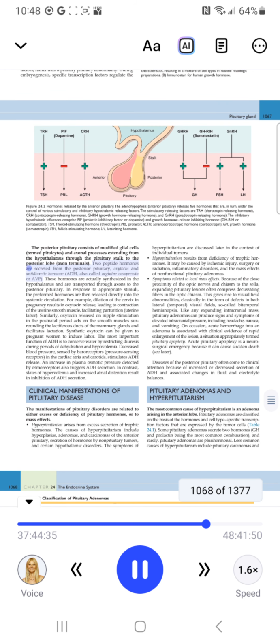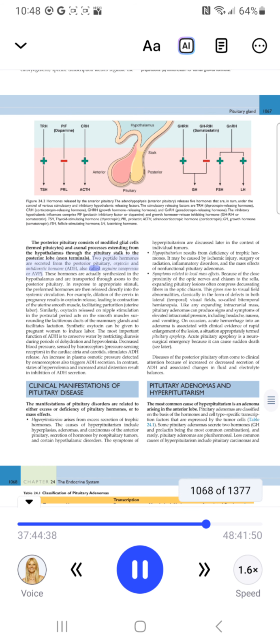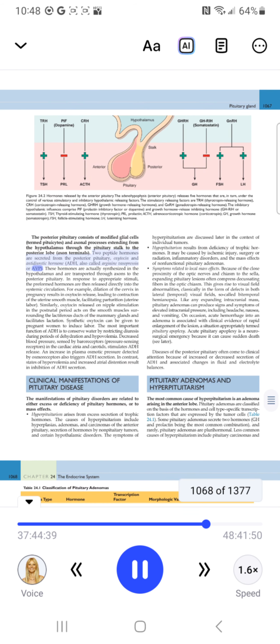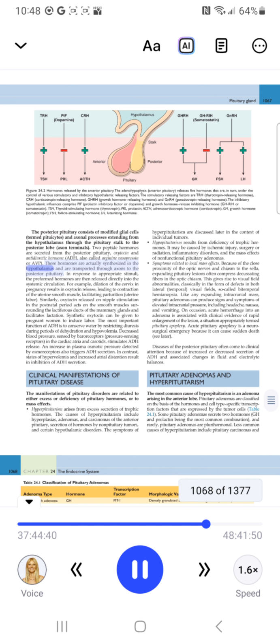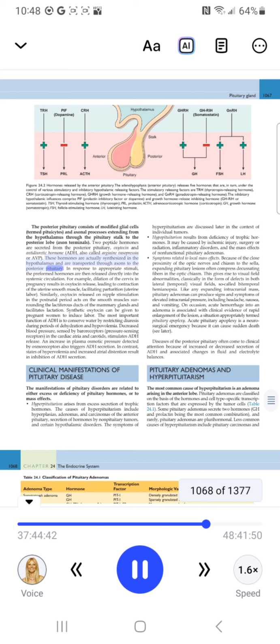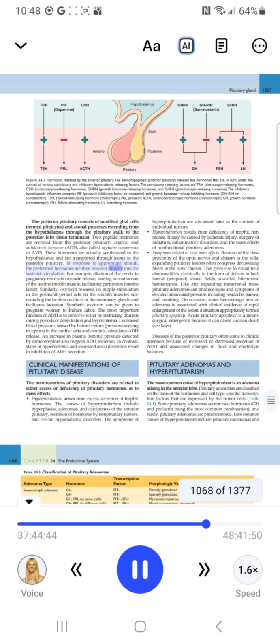Two peptide hormones are secreted from the posterior pituitary, oxytocin and antidiuretic hormone (ADH), also called arginine vasopressin or AVP. These hormones are actually synthesized in the hypothalamus and are transported through axons to the posterior pituitary. In response to appropriate stimuli, the preformed hormones are then released directly into the systemic circulation.